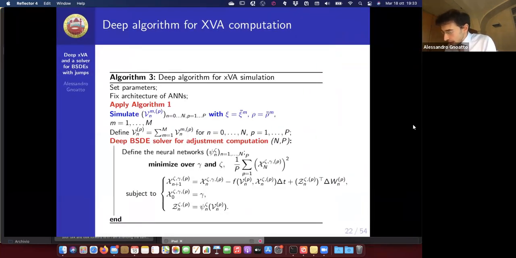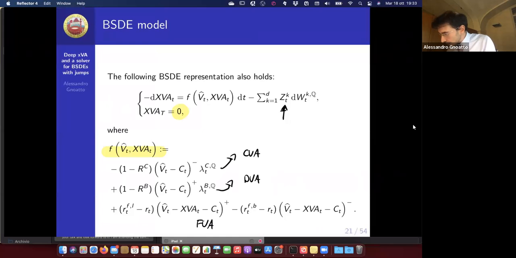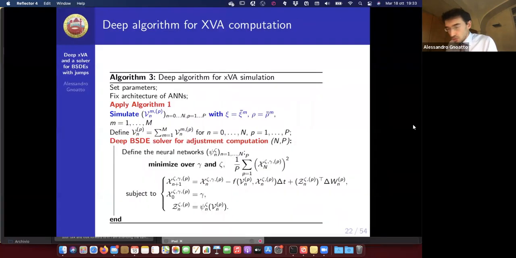So the idea now is I want to tackle this non-linearity effect, this recursive structure. How shall we do this? We can do this by means of a nested application of the Deep BSDE solver. So the idea is, first, you apply the Deep BSDE solver in order to estimate the future evolution of the V-hat, the mark-to-market of your derivative portfolio, and you store the solution.